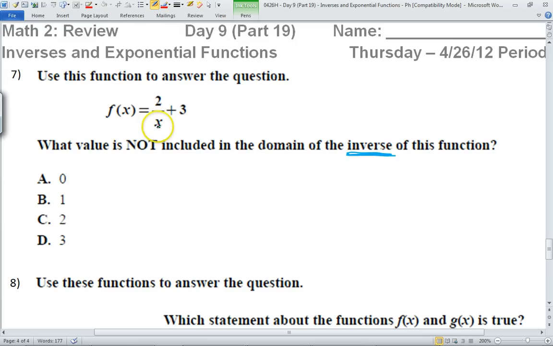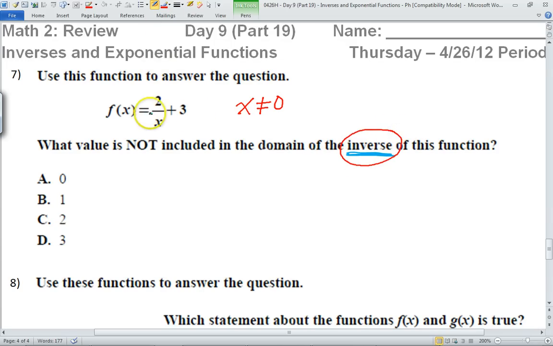What is x not allowed to be right now? Yeah, you probably guessed it. X is not allowed to be 0 in the original function. So if this were a question about the original function, the answer would be A. But this is not a question about the original function. It's a question about the inverse.